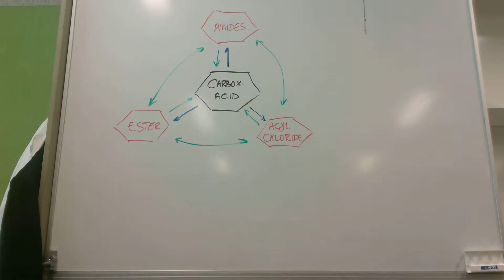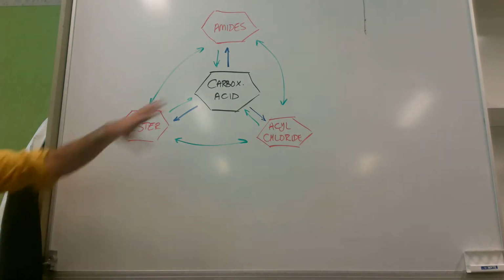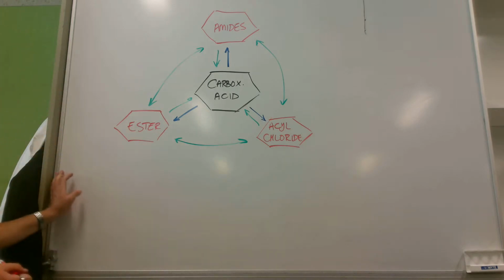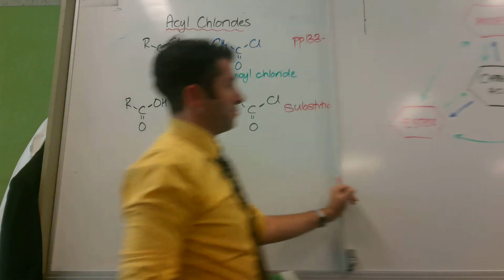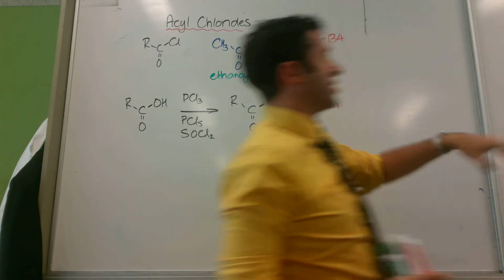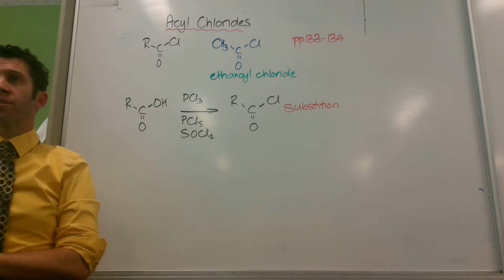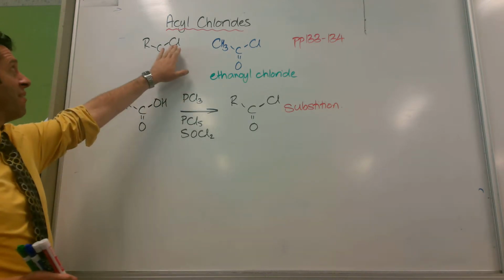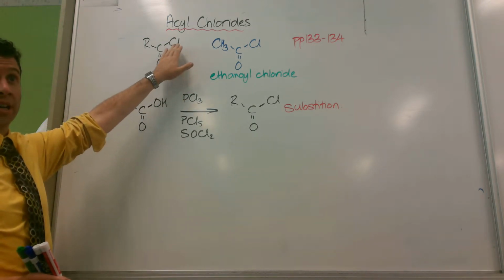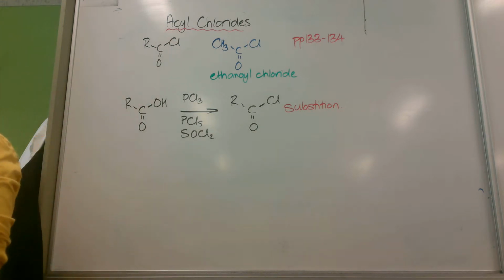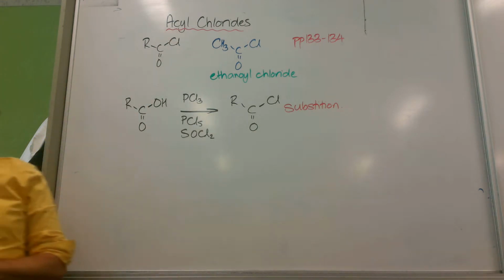The first relationship we're going to look at is the relationship between carboxylic acids and acyl chlorides. So we're going to have a look at that now. And it's also going to start showing us some of these other reactions or relationships as well. So acyl chlorides look a lot like the carboxylic acids. The difference is they have a chlorine where a carboxylic acid has an OH. So the OH has been substituted out by a chlorine.